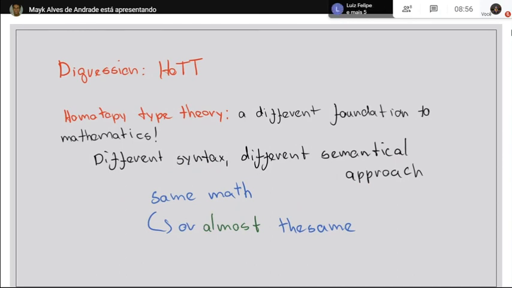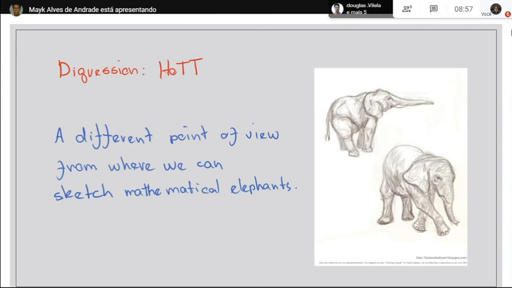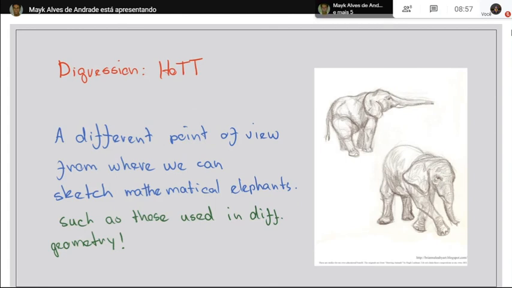Some things might change depending on how you build the theory. And of course, there are some other interesting things that I will not have time to go into. Just to end this talk, I might say that homotopy type theory is a different point of view from where we can sketch mathematical elephants, such as those used in differential geometry. Those are very complicated mathematical objects. And just by changing the point of view, changing the framework you're using, that's it. The language of homotopy type theory is kind of a change of framework to deal with some complicated objects, such as those that appear in differential geometry, in a synthetic way.